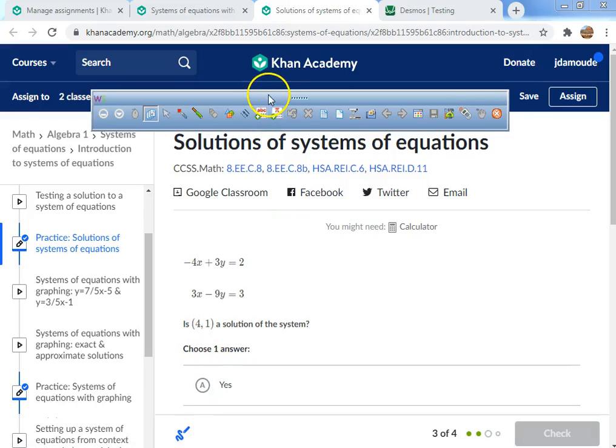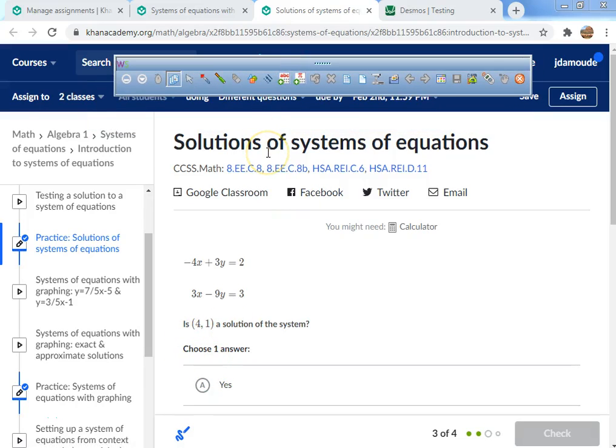All right, today we're going to be starting our section on solutions of systems of equations. You've been used to just graphing one line at a time, but now we're going to be learning how to graph two lines and find their solution.